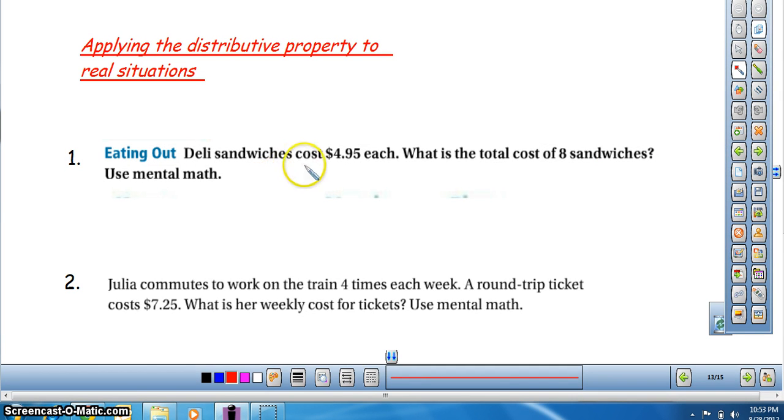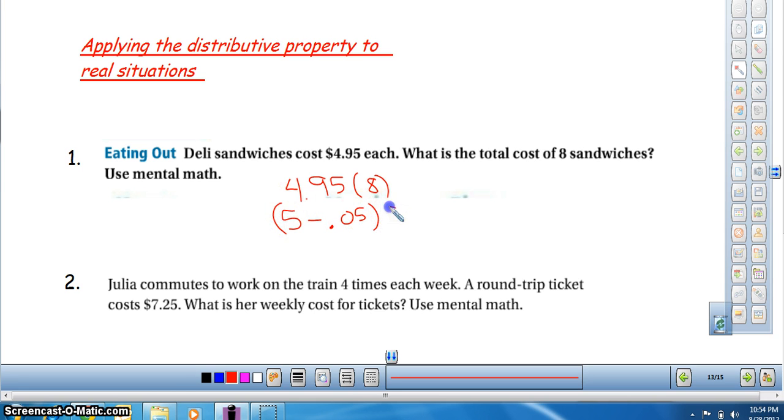Again, how do we use it in a real situation? Deli sandwiches cost $4.95. We want to buy 8 of them. Well, a nice way of thinking about this is $4.95 is very close to $5. 5 minus 5 cents times the 8 sandwiches. And if you think of this problem, 8 times 5, most of you would pretty easily come up with that solution of 40, minus 5 cents times 8.